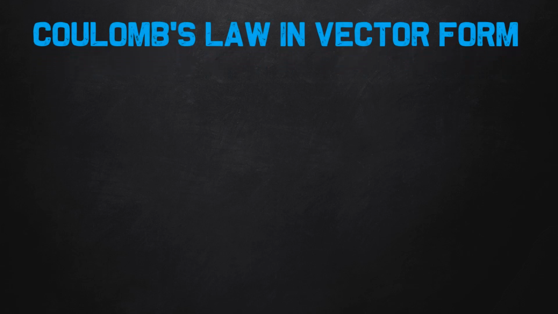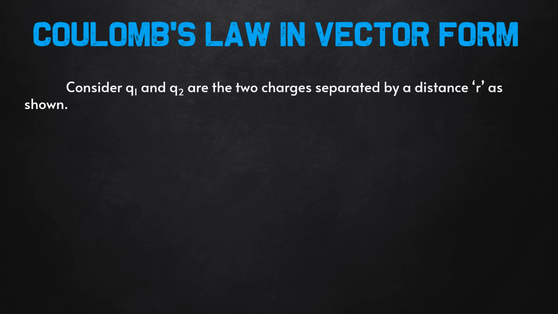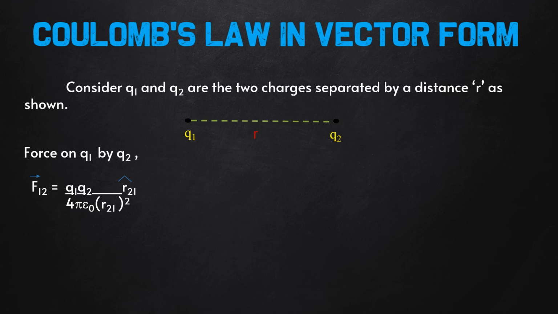Coulomb's law can also be expressed in vector form. Let me consider Q1 and Q2 are the two charges, and the charges are separated by a distance small r. Now we calculate what is the force on the charge Q1 by the charge Q2. F12 vector is equal to Q1 Q2 by 4 pi epsilon naught R21 square R21 cap. You should remember that this R21 cap is a unit vector, and this unit vector represents the direction. So let me say that R21 is the direction between the second charge and the first charge.